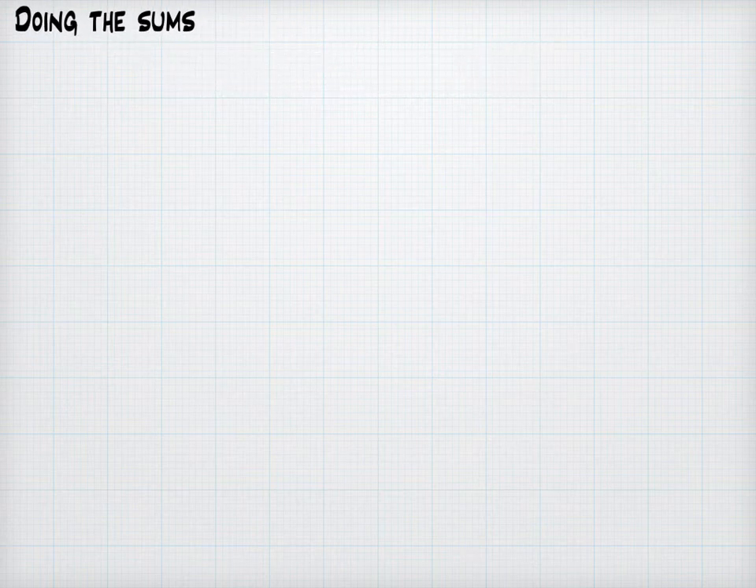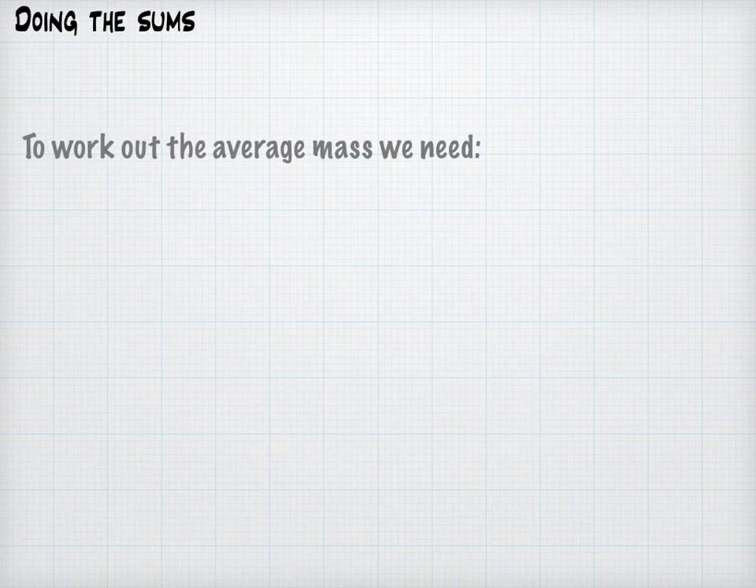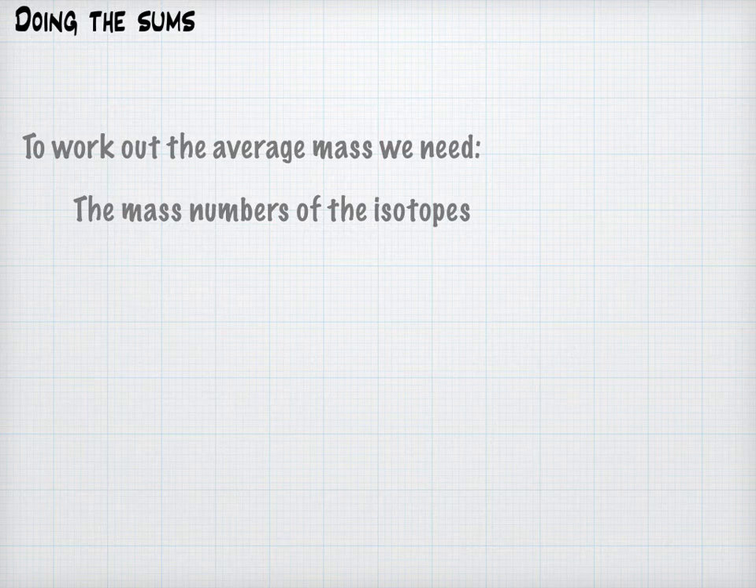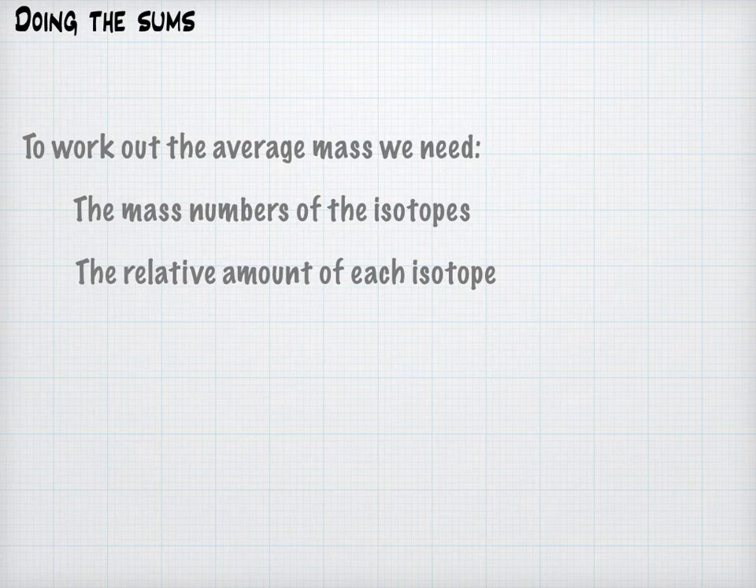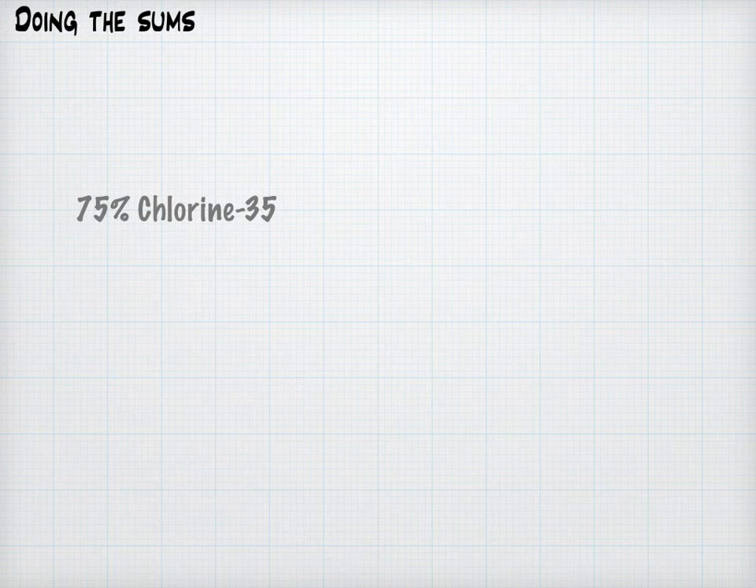Okay, we want to work out the average mass. Now, to work out the average mass of an atom, we need the mass numbers of the isotopes themselves. For chlorine, that's 35 and 37. And we need the relative amounts of each, usually given as a percentage. Okay, let's see how we work this out. Let's assume, and this is the case, 75% of all chlorine atoms have a mass number of 35. 25% of all chlorine atoms have a mass number of 37.